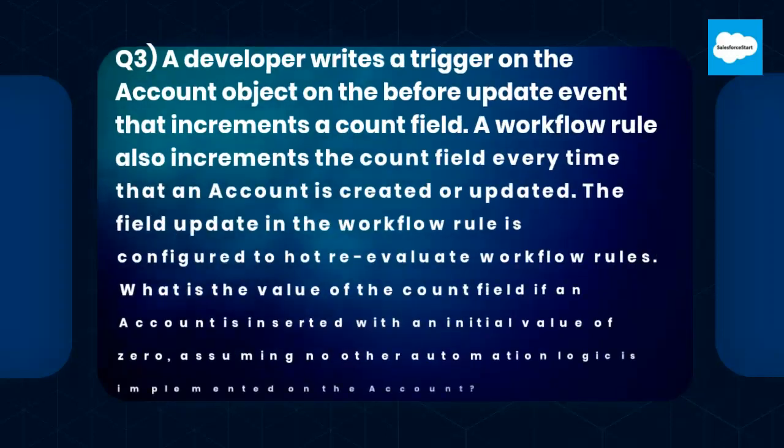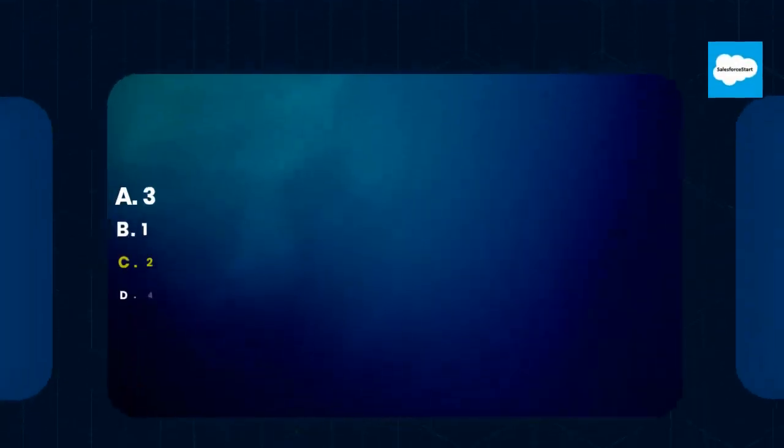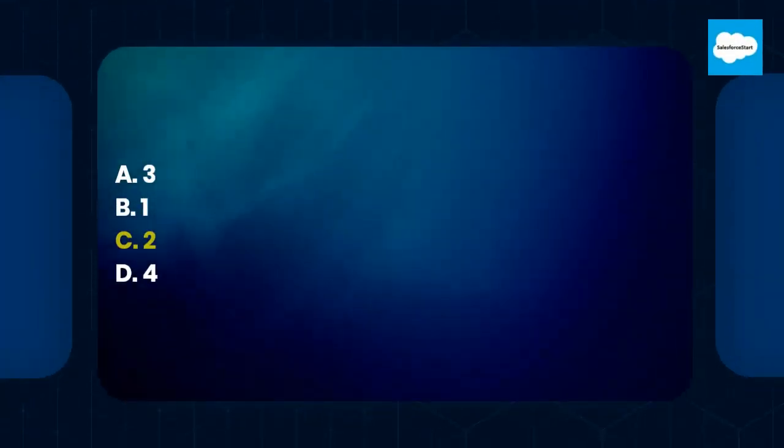Q3. A developer writes a trigger on the Account object on the before update event that increments a count field. A workflow rule also increments the count field every time that an account is created or updated. The field update in the workflow rule is configured to not reevaluate workflow rules. What is the value of the count field if an account is inserted with an initial value of 0, assuming no other automation logic is implemented on the account? A. 3. B. 1. C. 2. D. 4. The answer is option C.